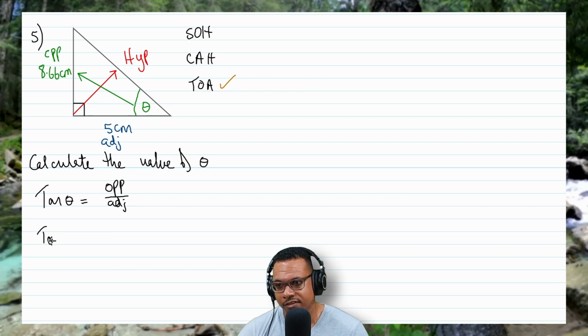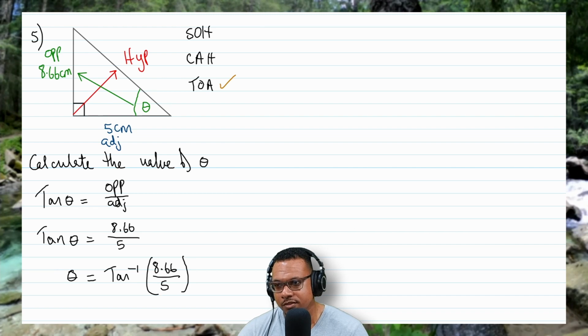So theta is missing, so we're going to leave that as tan theta. And the opposite side is the 8.66. So we have 8.66 divided by the adjacent side, which is this 5 centimeters. So theta is equal to the tan inverse of 8.66 divided by 5. Now notice, whenever you're finding the missing angle using trig ratios, it is always the inverse. So you're either using sine inverse, cos inverse, or tan inverse to find the missing angle.